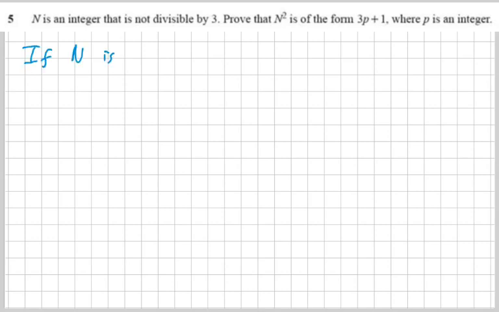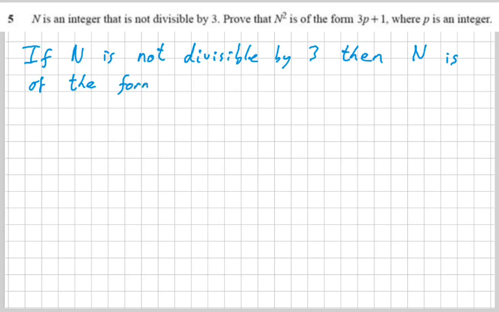So let's just write this down. If big N is not divisible by 3, then big N must be of the form big N equals 3 little n plus 1, or 3 little n minus 1. As I said before, that second one could also be 3 little n plus 2. If that makes more sense to you, just use that. And then we've done the hard bit now, we just have to square, because it tells us to do that here. Square both.